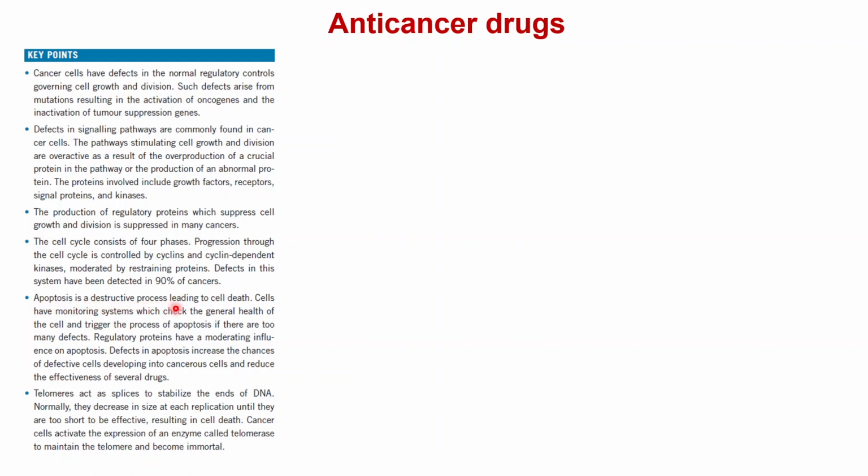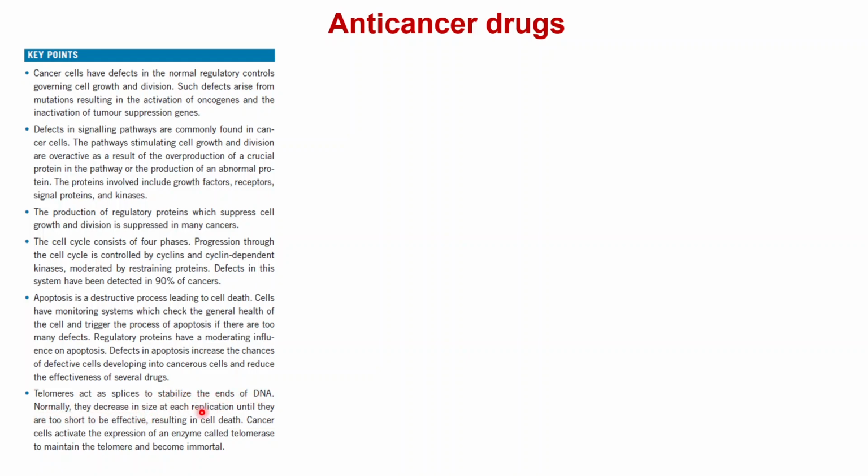Apoptosis is a destructive process leading to cell death. Cells have monitoring systems which check the general health of the cell and trigger the process of apoptosis. If there are too many defects, regulatory proteins have a moderating influence on the apoptosis. Effects on apoptosis increase the chances of the defective cell developing into cancerous cells and reduce the effectiveness of several drugs.